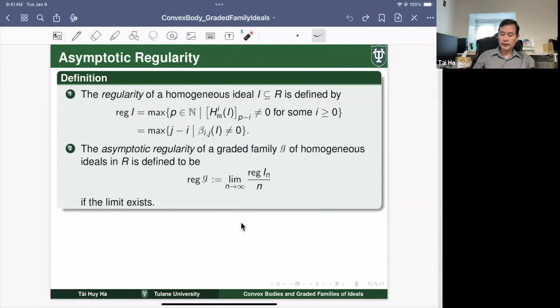So for a graded family of homogeneous ideals, one can define the asymptotic regularity of this family to be the limit of the regularity of its nth element over n, if this limit exists.